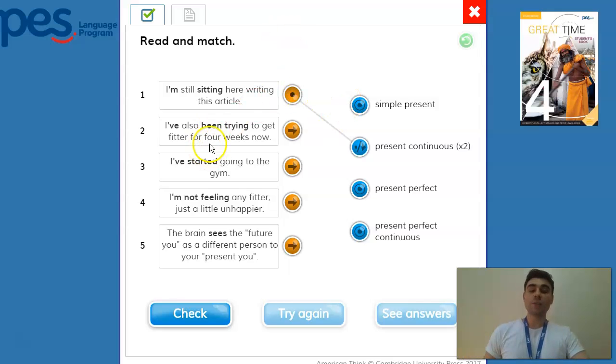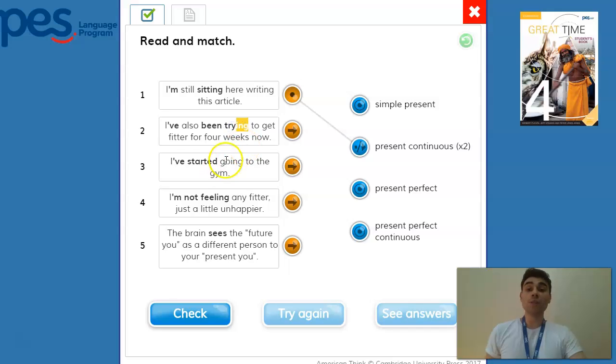Good. Let's check number 2 and try to use the same way of thinking. Number 2 we have, I've also been trying to get fitter for 4 weeks now. Here we can see that we have the verb have, we have the verb to be in the past participle. Remember the table of the verbs? We have the present, the past, and the participle. But not only this, we also have the verb try in the ing form.